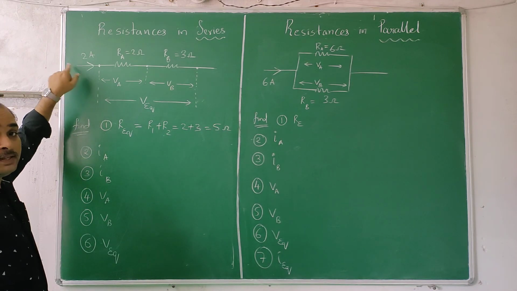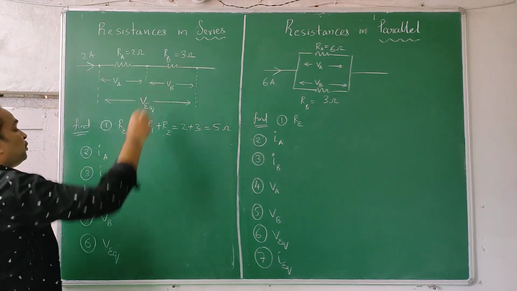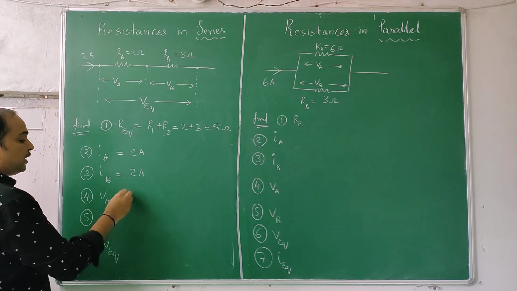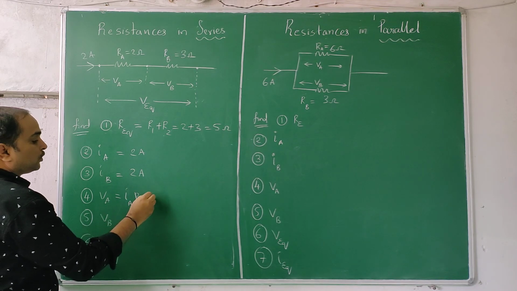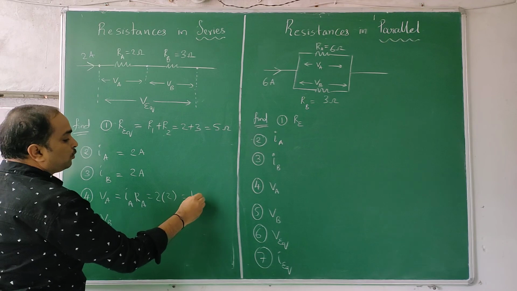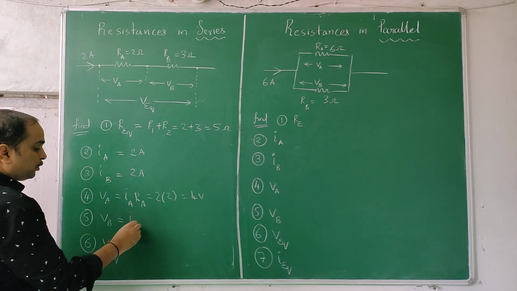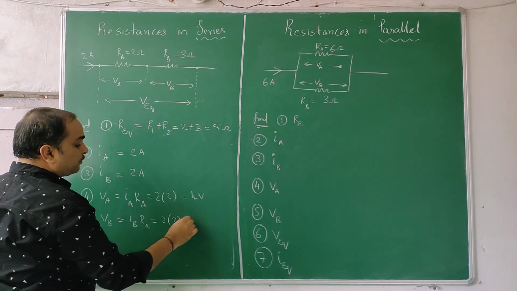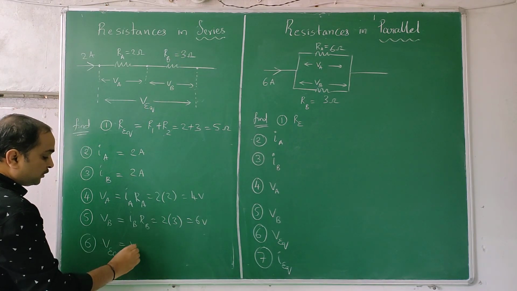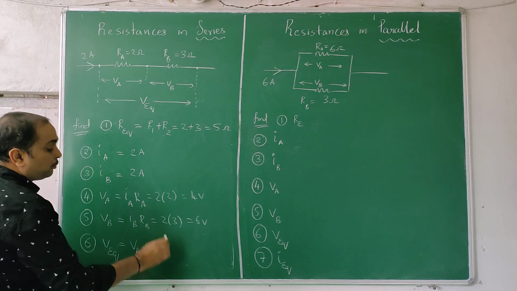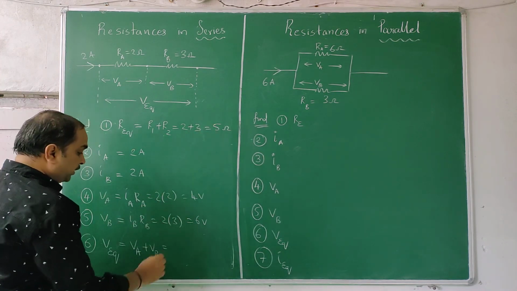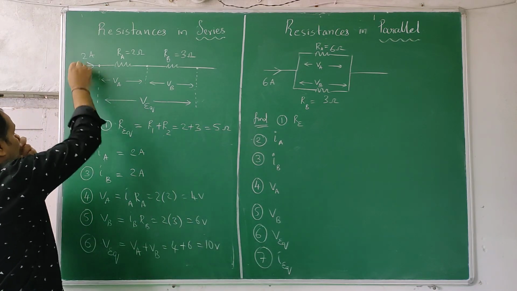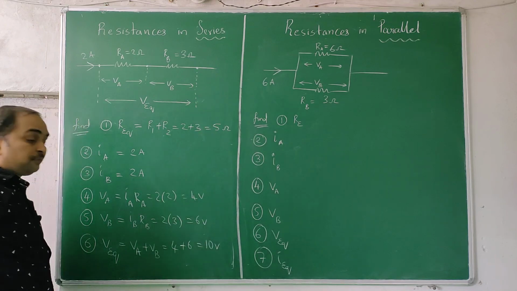Already they have given that current I is incoming, so the same current passes through both of them. This is already known to us, 2 amperes and 2 amperes. Now VA is IA into RA, 2 into 2, 4 volts. VB is IB into RB, same current but resistance is different, 2 into 3, 6 volts. So V equivalent is VA plus VB. Whenever in series, potential differences are to be added, current remains constant. So 4 volts plus 6 volts is equal to 10 volts. So here the ends will be at a potential difference of 10 volts.